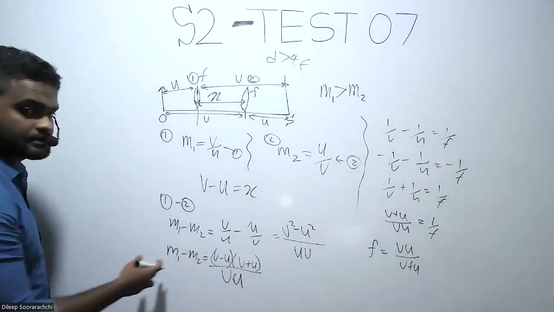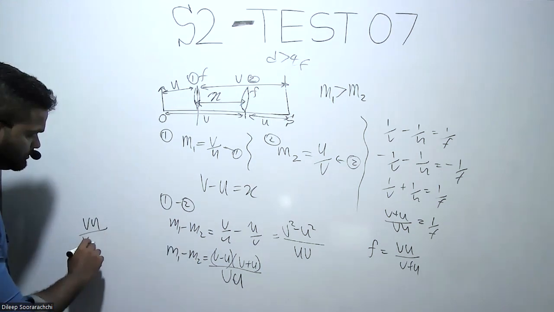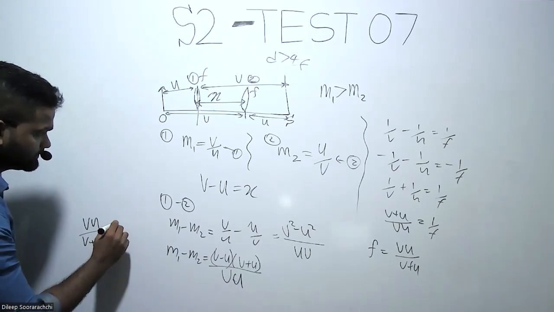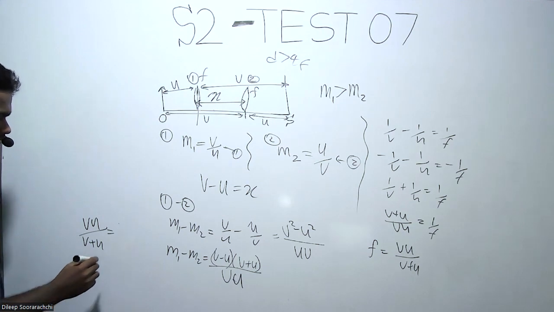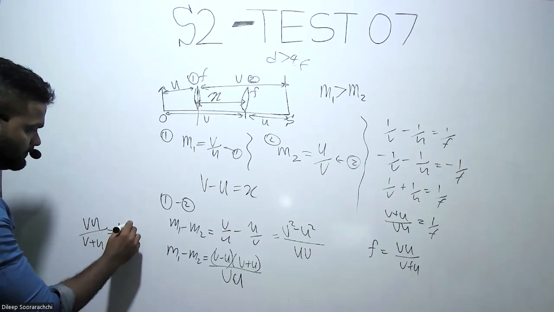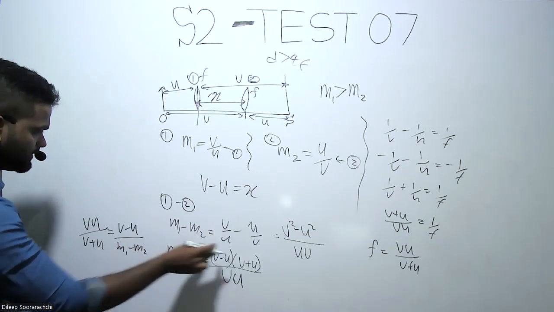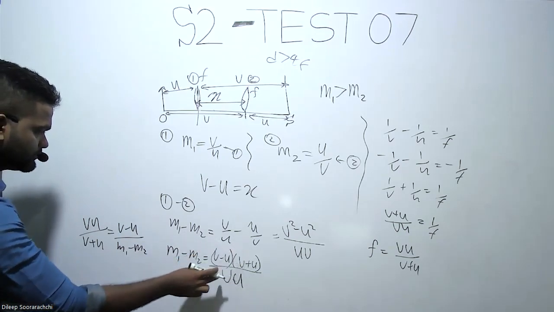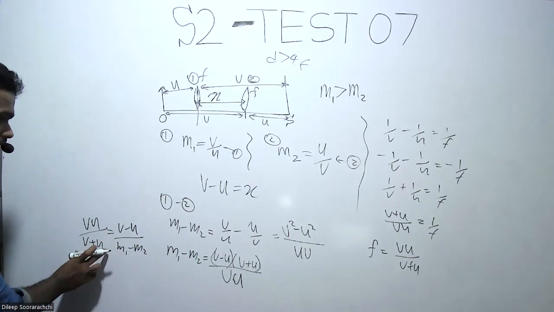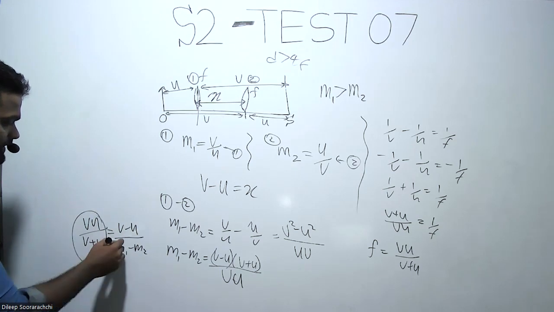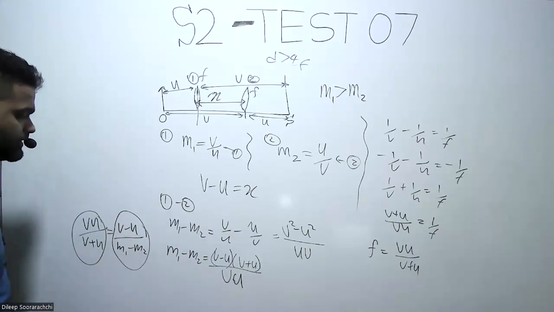Just cross multiply this. vu divided by v plus u equals v minus u divided by m1 minus m2. Okay. So instead of this one, this is vu over v plus u, I'm going to substitute it there. You can substitute it there: v minus u divided by m1 minus m2.